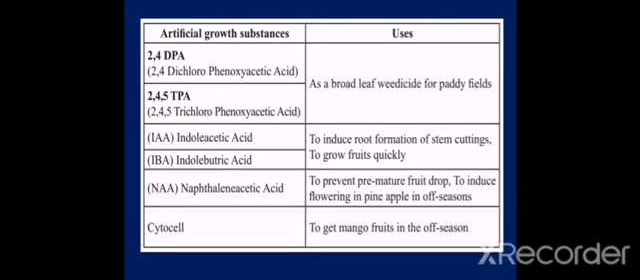Cytosol is used to get mango fruits in the off season. So these are the artificial growth substances we have to discuss under our syllabus. The lesson is over from this part.